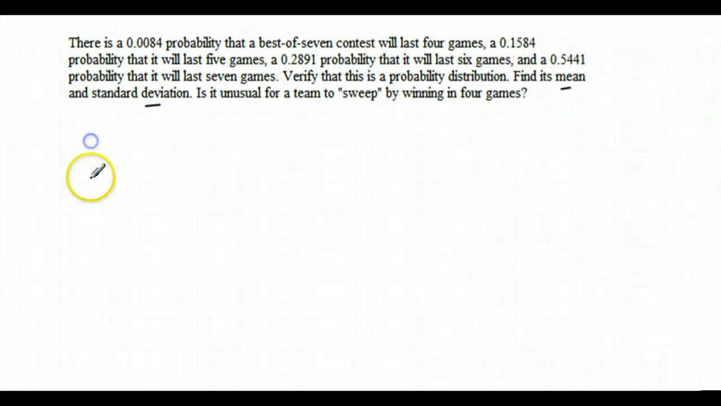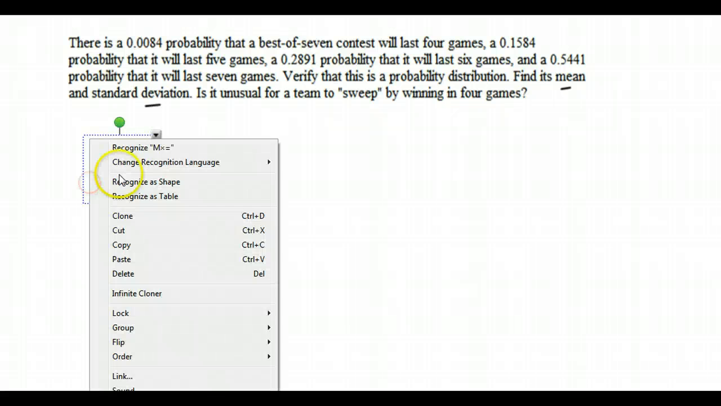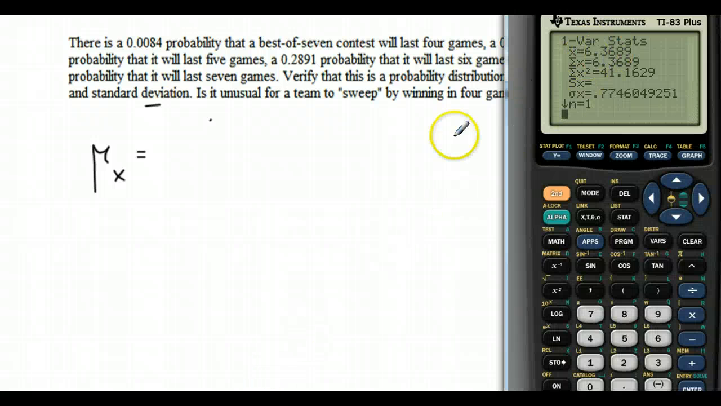Alright, there's my mean, 6.37 to 2 decimal places. So again, it's that calculator always returns the same notation. It's always going to give you x bar, but the mean notation for this is that mu, that population mean, with a little subscript of x. So that was 6.37.